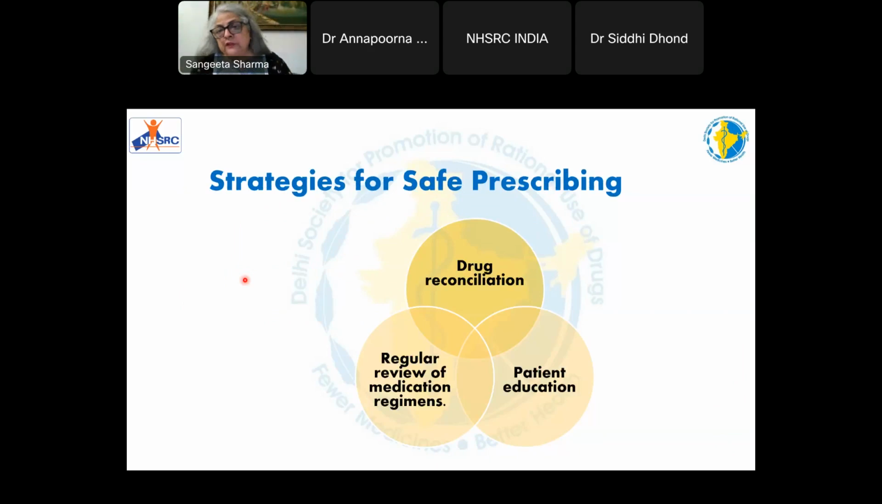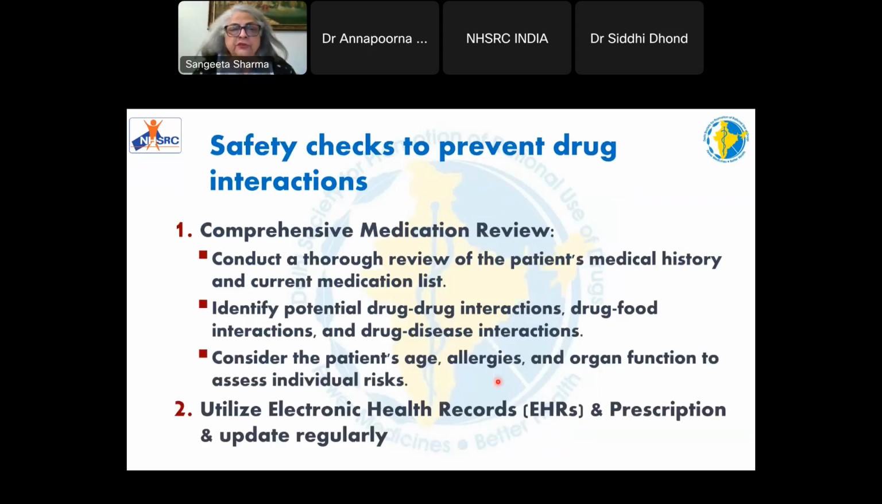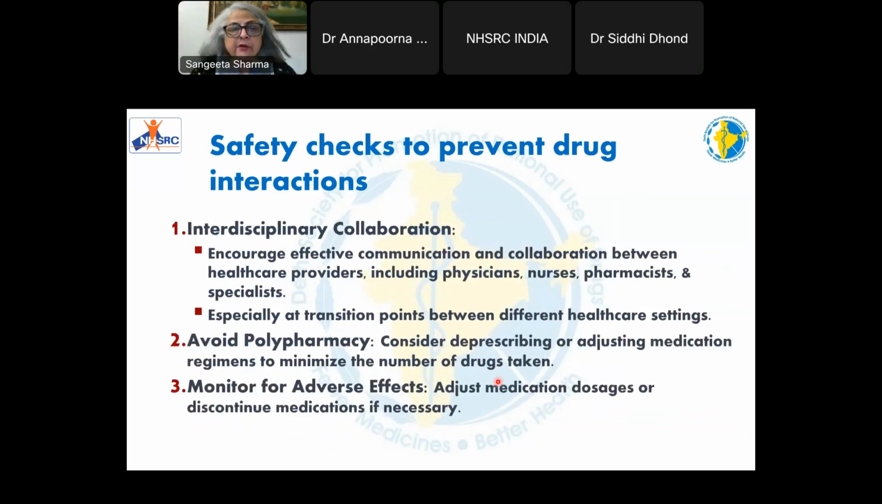So one of the strategies for safe prescribing is medicine reconciliation. Keep making an up-to-date list of medicines being taken by the patient. This will happen with regular review of the regimen being taken and the patient's education about this. So a review should be done. You may use electronic health records and prescriptions, and update this regularly.